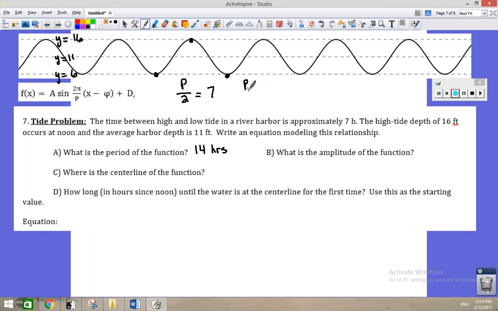And a fourth of the period is the distance as you go from the center line to a max or min, and then back, going back and forth. Alright, so 14 divided by 4 is 3.5.